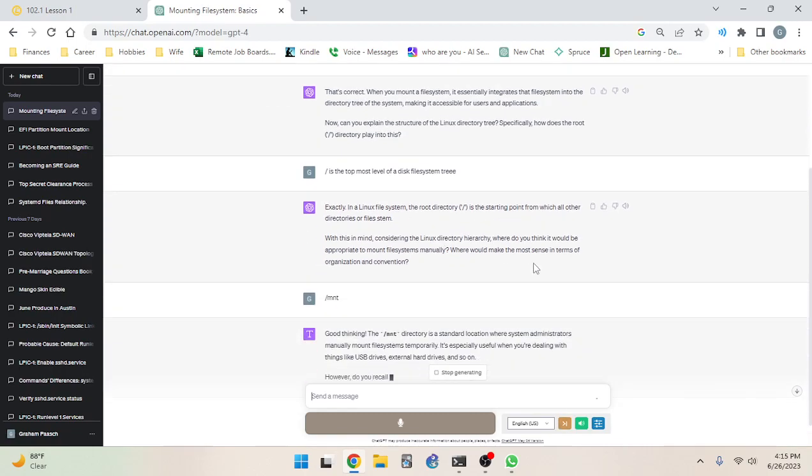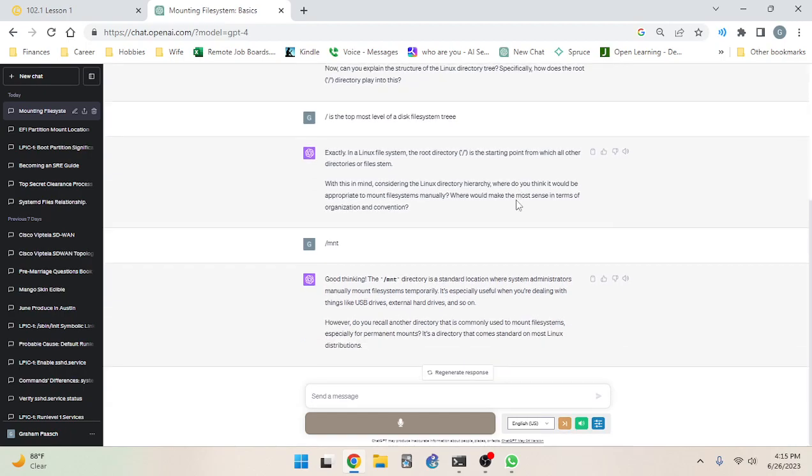Good thinking. The MNT directory is a standard location where system administrators manually mount file systems temporarily. It's especially useful when you're dealing with things like USB drives, external hard drives, and so on. However, do you recall another directory that is commonly used to mount file systems, especially for permanent mounts? It's a directory that comes standard on most Linux distributions. Oh, really? It's not /mnt? Oh, that's for temporary. Okay, what about for not temporary?